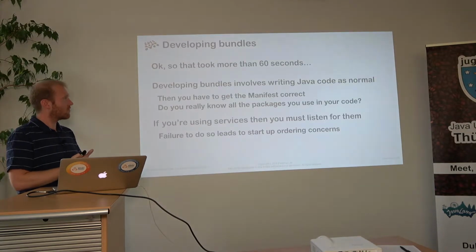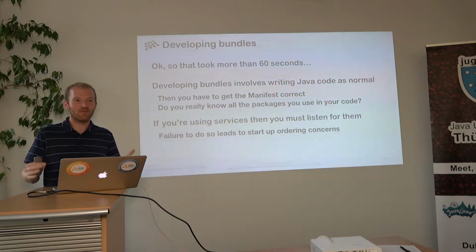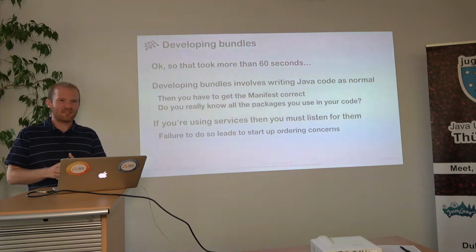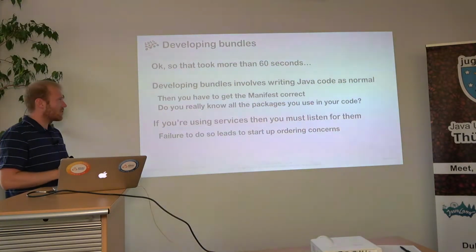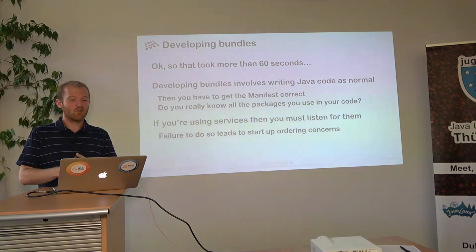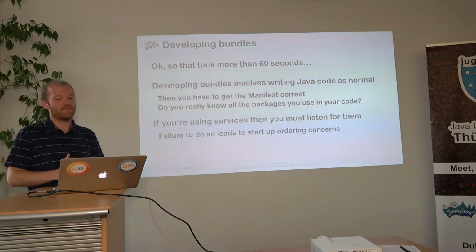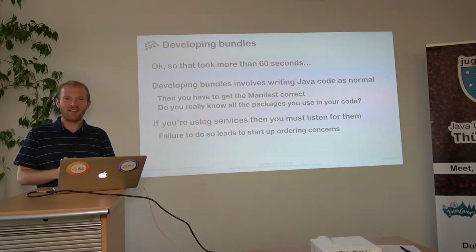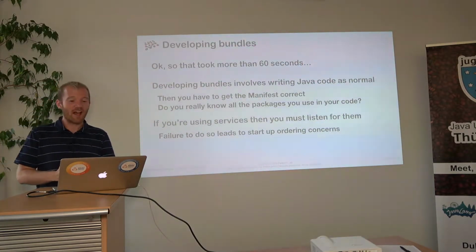So I'll have to admit that took more than 60 seconds. And this is one of the first problems that people talk about with OSGi. They say, there's an awful lot that I have to know and understand before I can get started. So actually, developing an OSGi bundle is writing normal Java code. Getting the manifest correct, as I've said, is hard. Do you really know every single package that you use when you write your code? I certainly don't. If you're using services, you have to listen, you have to react. You can get startup ordering problems if you don't do that right.